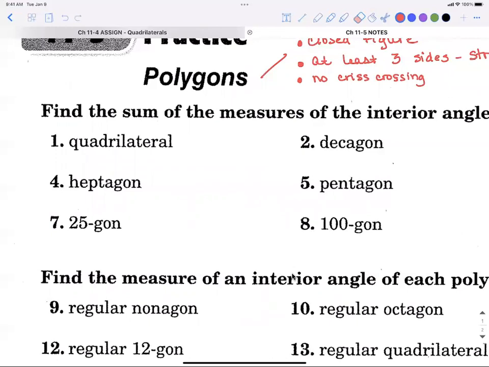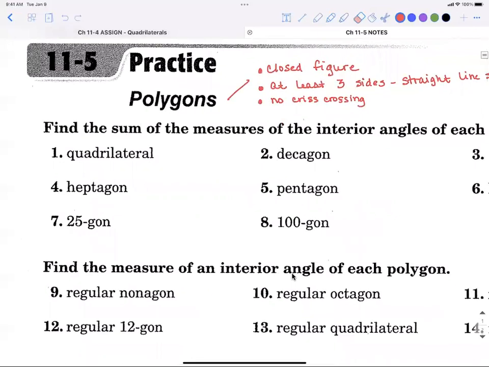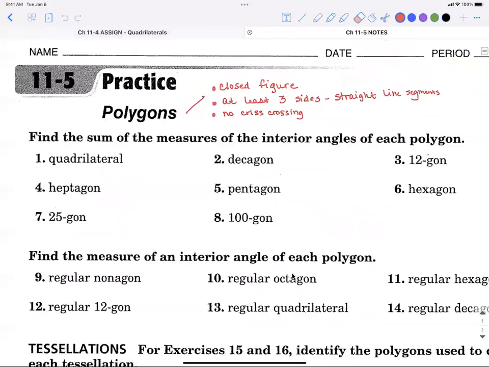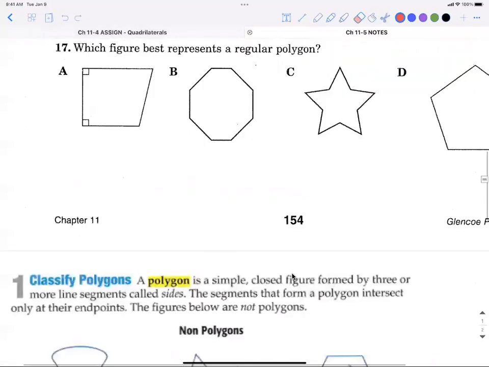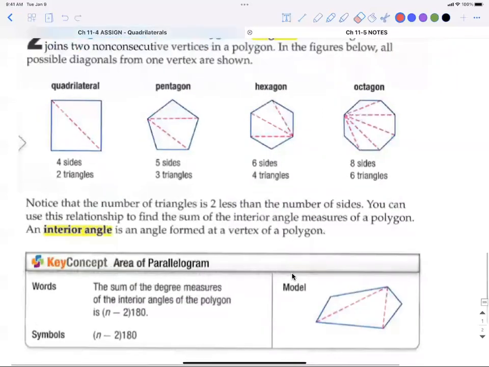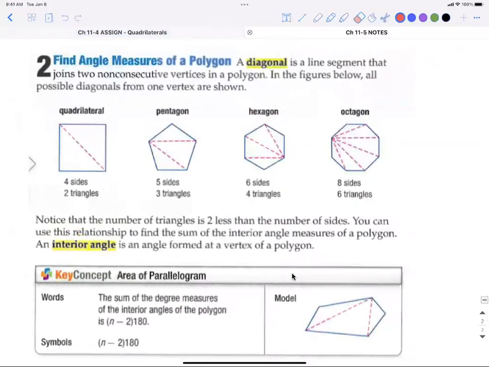Okay. So the first thing we're really going to do here that takes an equation is find the sum of the measures of the interior angles of each polygon. Now that sounds kind of daunting, but I promise it's not. There's a very easy equation we're going to use. And I just want to explain why the equation works. You do not need to write all of this down.